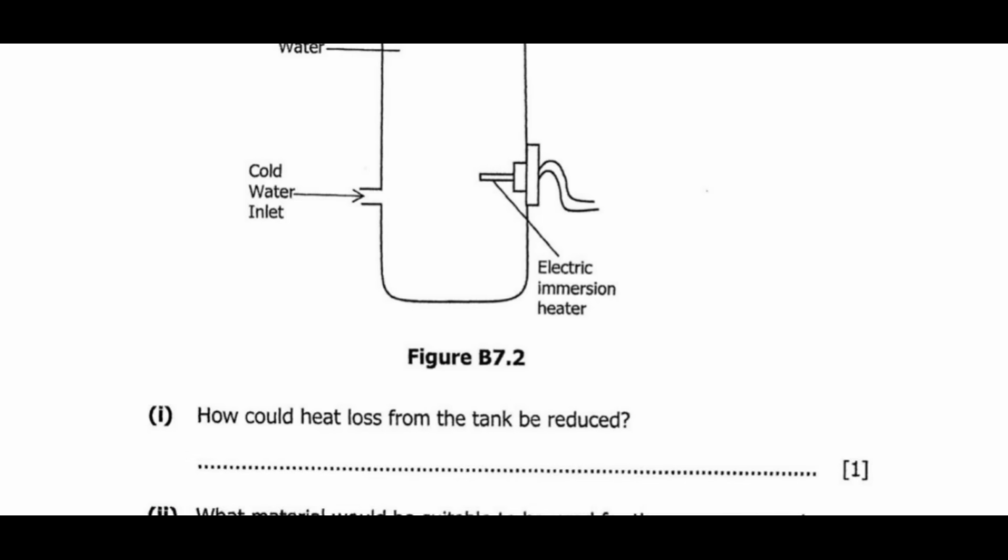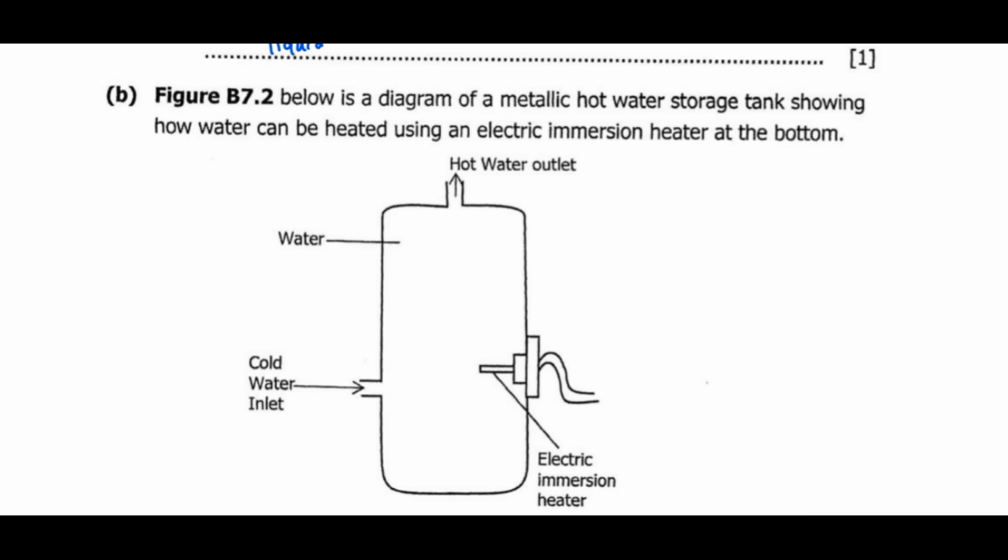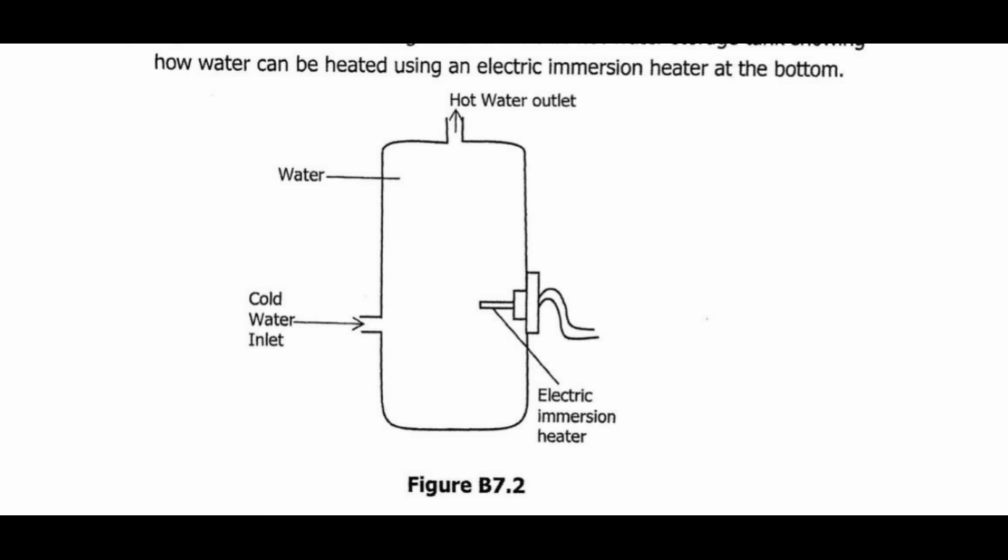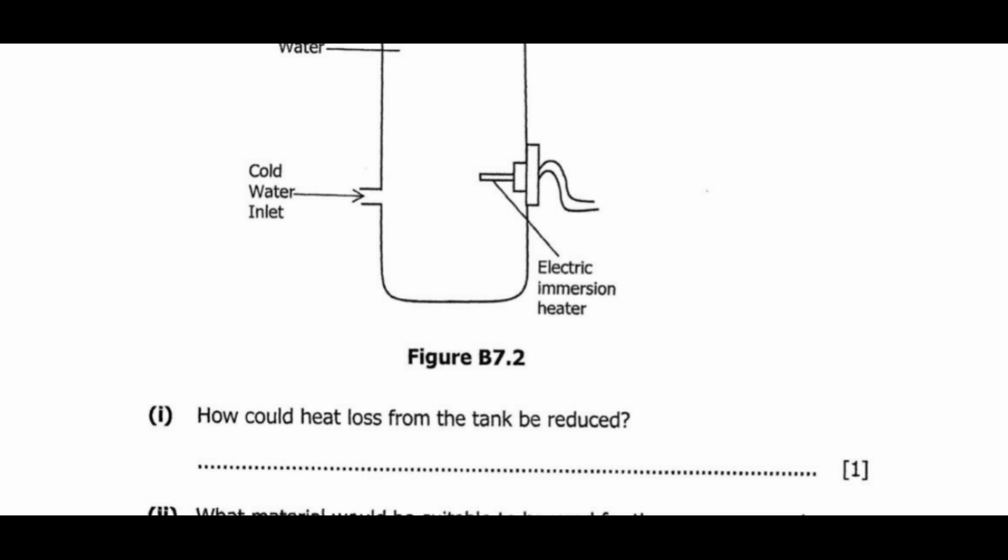Okay, so we move on to question B. Figure B7.1. Below is a diagram of a metallic hot water storage tank showing how water can be heated using an electric immersion heater at the bottom. Then water, then cold water inlet, then electric immersion heater. Okay, now let's look at the question. How could the heat loss from the tank be reduced?